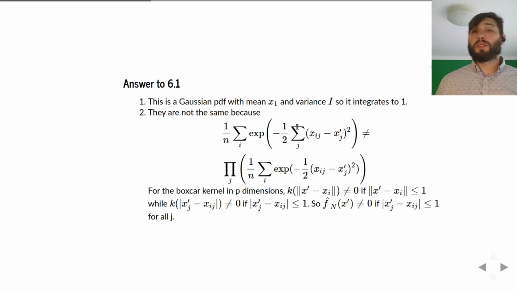You could imagine pulling this sum out of the j's, turning it into a product over the j's. The average over the i's times the product over the j's is not the same as the product over the j's times the average over the i's. So these are very different.